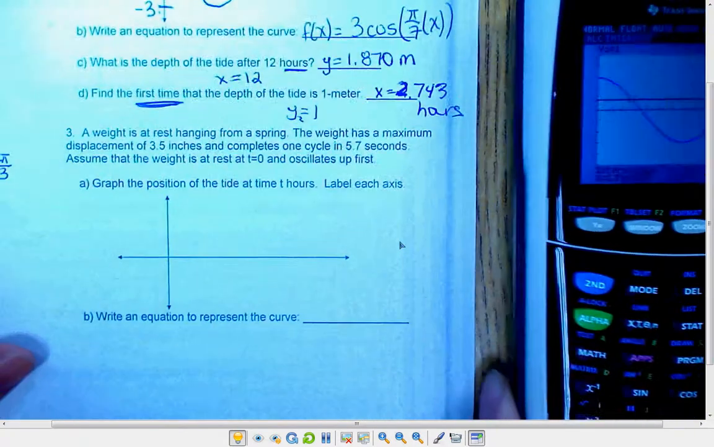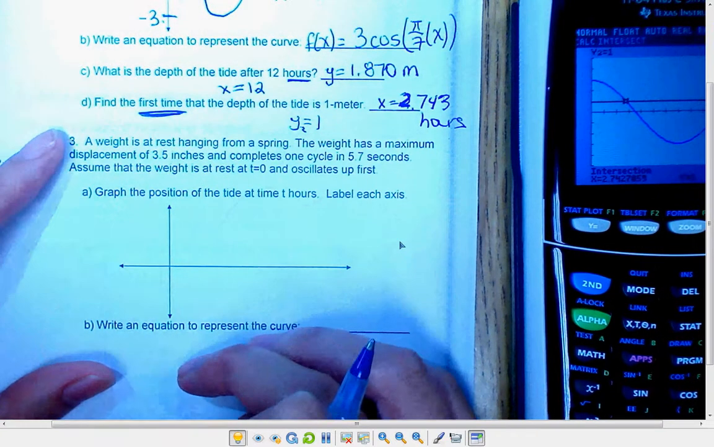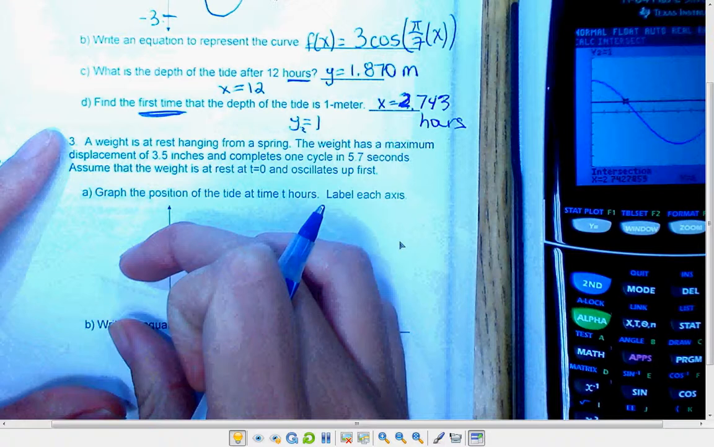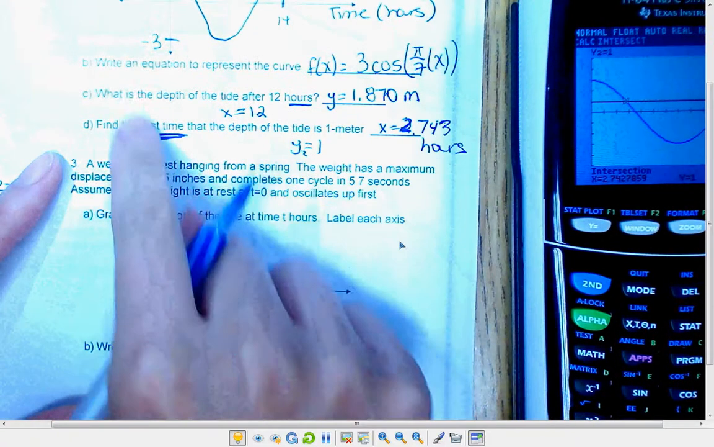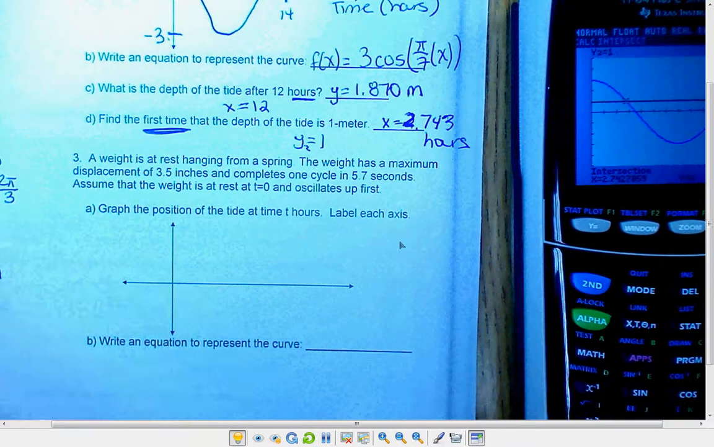Okay, we're just going to do one more example just with drawing the graph and writing the equation, because this is the most important thing. It's the first thing you do. If you can get the graph right and the equation right, then the rest of this is just using your calculator. So we have a weight that is at rest hanging from a spring.